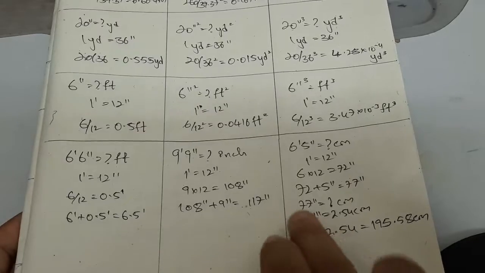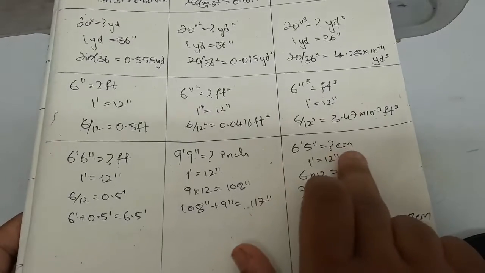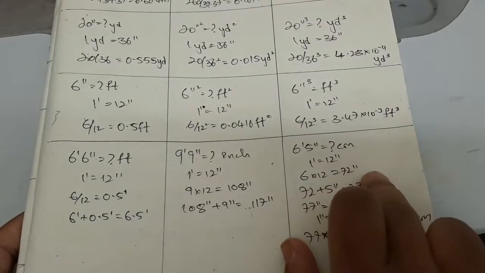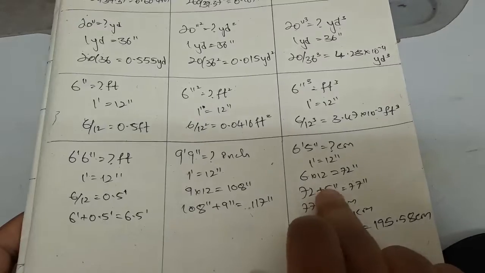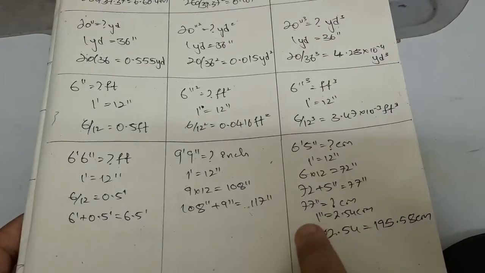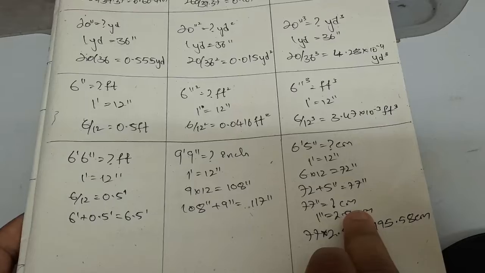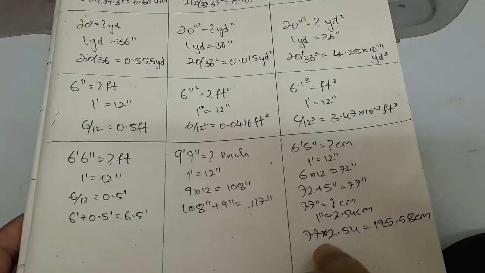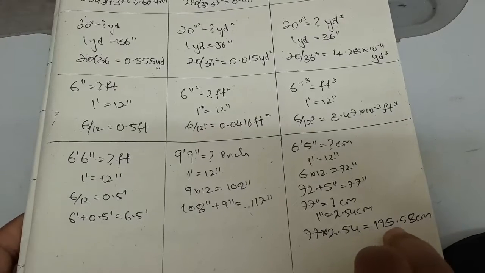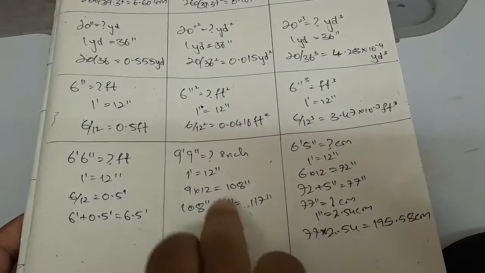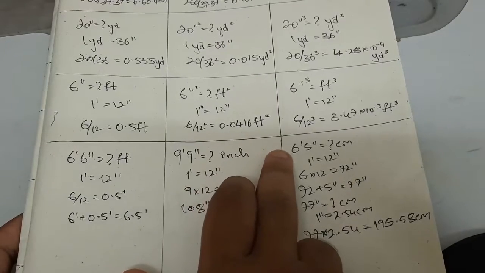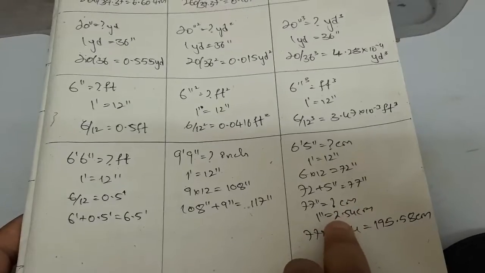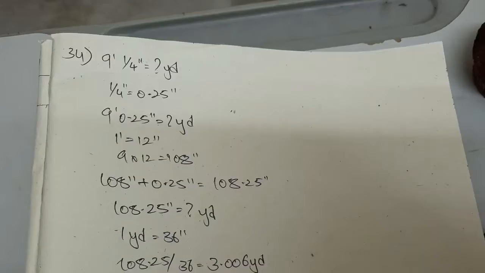Now coming to our next problem, we have 6 feet 5 inch is equal to how many centimeters? Since 1 feet is equal to 12 inches, 6 into 12 gives us 72 inches. Now 72 plus 5 inches gives us 77 inches altogether. Now 77 inches is equal to how many centimeters? So 1 inch is equal to 2.54 centimeter. So 77 into 2.54 gives us 195.58 centimeter. So first we have converted all this 6 feet 5 inch into altogether inches. Then from the inches we use the relation between the centimeter.